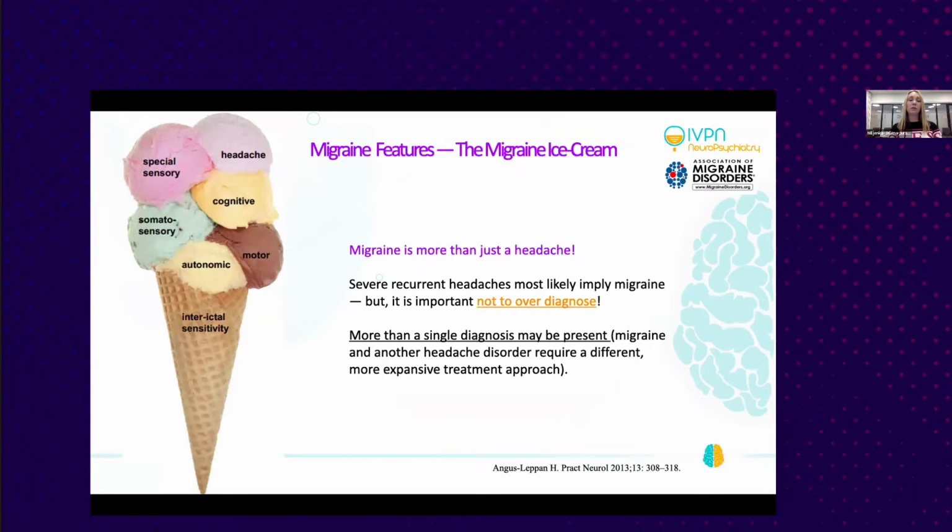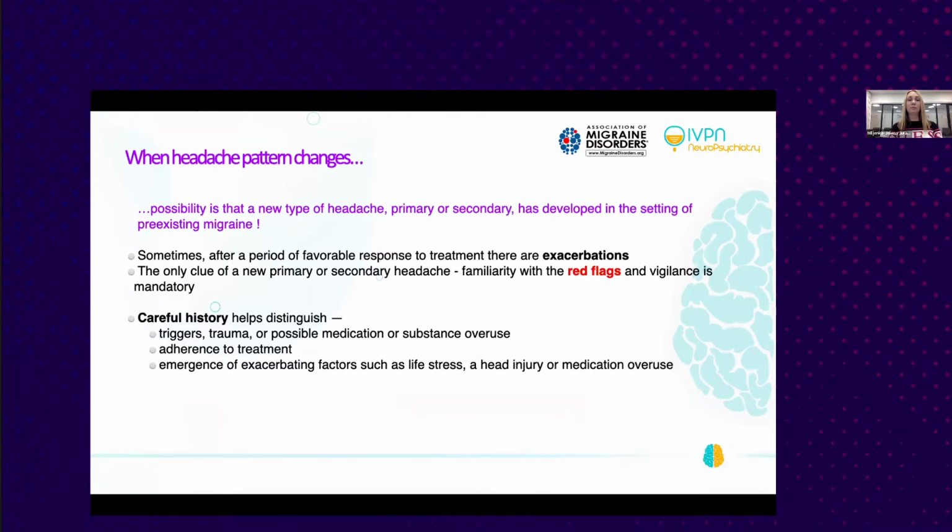So maybe we can take a look at all the symptoms arising throughout the migraine. Migraine is more than just a headache. As a migrainer, you're going to experience some motoric impediment, autonomic symptoms, somatosensory symptoms, special sensory symptoms, cognitive disturbances, and interictal sensitivity. Why is that important? Not to overdiagnose, because correct treatment is an imperative for any condition in medicine.